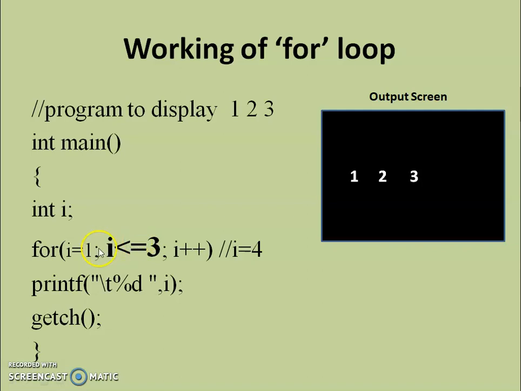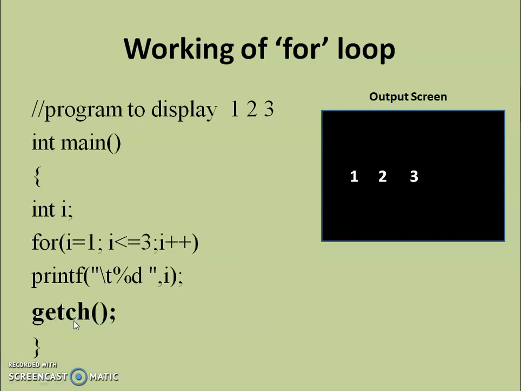i is 4, so it is neither less than nor equal to 3. So the condition is false. So it will take you outside the loop, that is, getch will be executed. So you can see here getch is executed. Finally you are outside the loop. This is how the loop works.